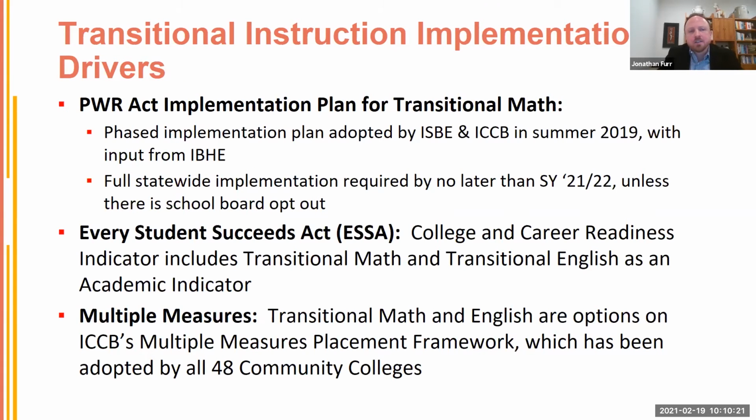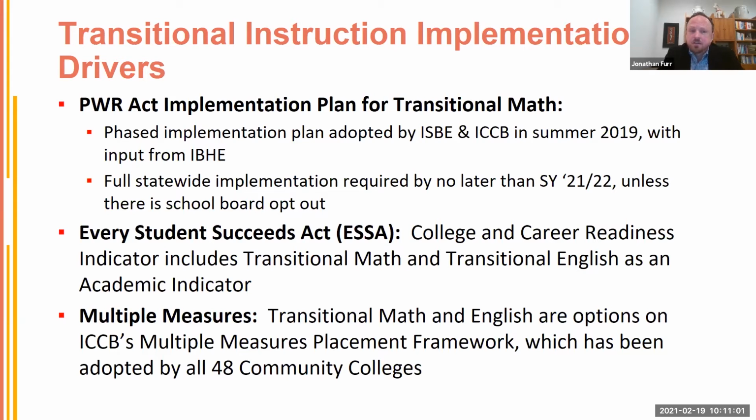So in terms of how this is framed within policy, there are various drivers of transitional instruction that are set out in state law and also tied into some federal law and programs. The PWR Act itself does have an implementation expectation for transitional math. There's been a phased implementation plan adopted by ISBE and ICCB, working with the Board of Higher Ed as well, where full statewide implementation of transitional math coursework is required, unless there's a school board process to opt out that's set out within the law. Now, there's no similar implementation requirement within the PWR Act for transitional English, but there are other drivers for implementation.